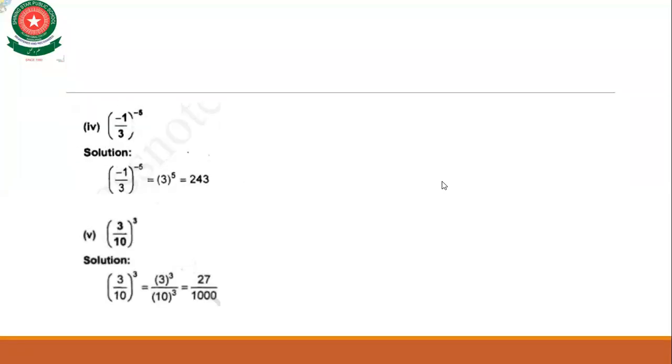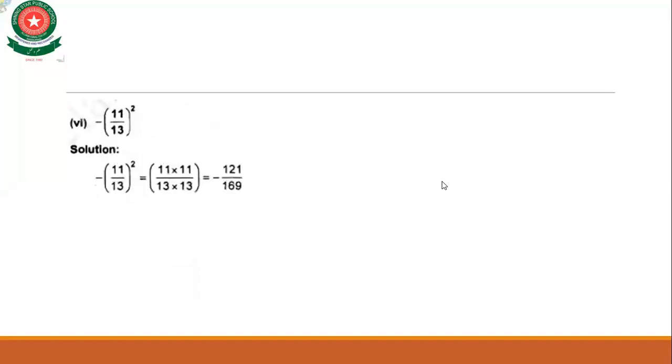Now part 5 is 3 over 10 whole power 3. It means we have to apply the power 3 on both 3 and 10, which are our numerator and denominator. So we get 3 power 3 over 10 power 3. 3 power 3 means we multiply 3 with itself 3 times, and we get 27. Same as when we multiply 10 with itself 3 times, we get 1000. So that is your answer, 27 over 1000.